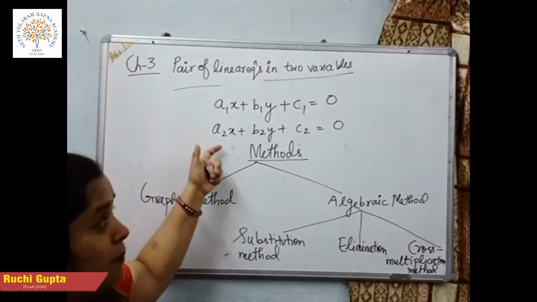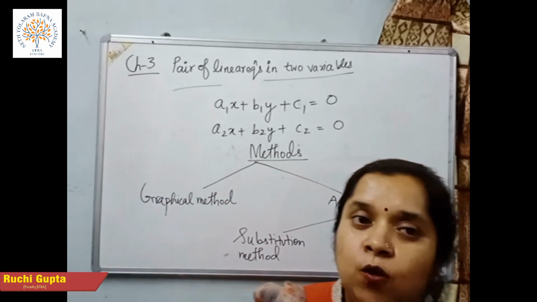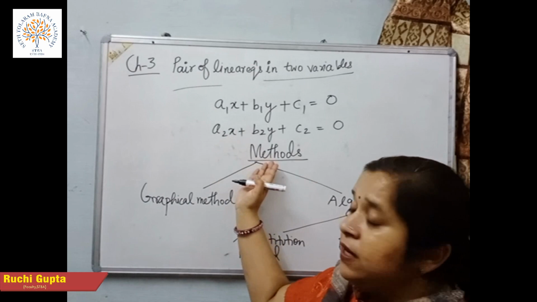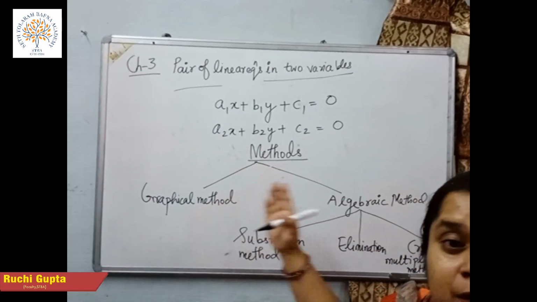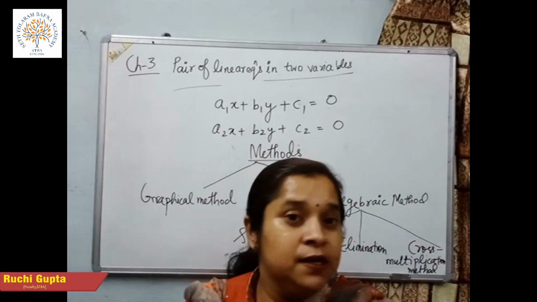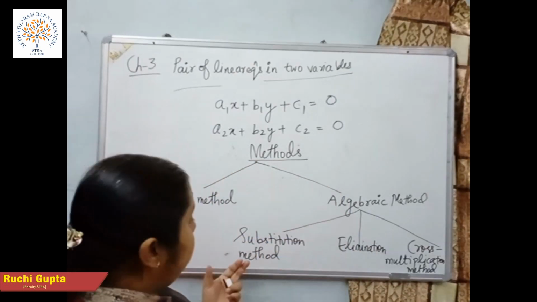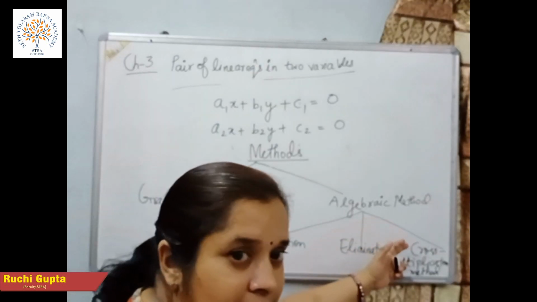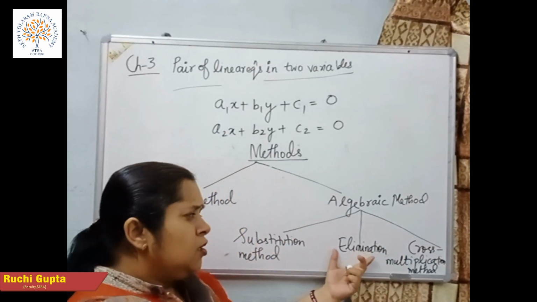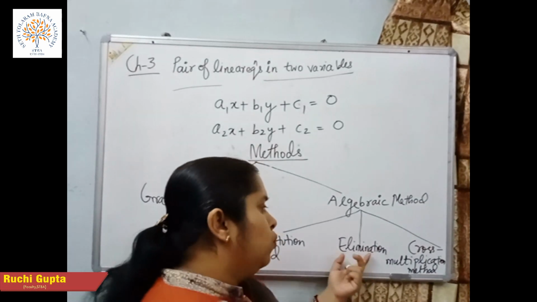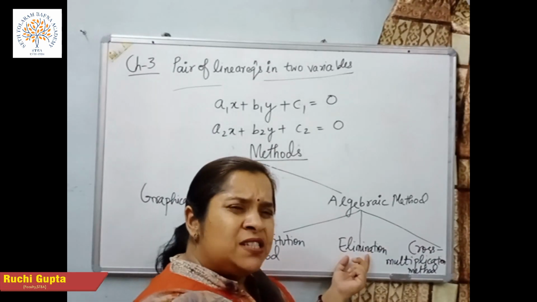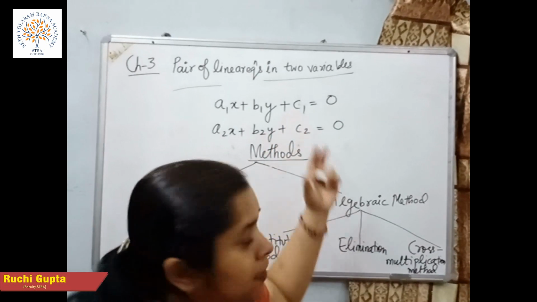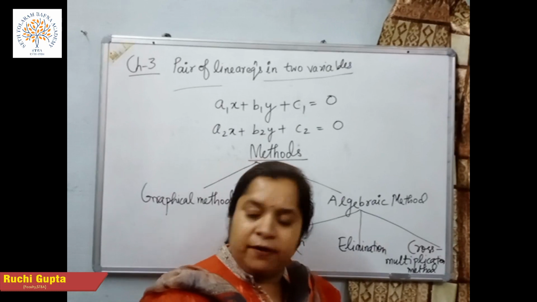Okay students, so these are the pair of linear equations in two unknown variables. To solve these equations, to find out the values of x and y, we have two methods: the graphical method and the algebraic method. Now the algebraic method is again divided into three parts: substitution method, elimination method and cross multiplication method. The most common method which we use is the elimination method because it is the easiest method to find the values of x and y from two given equations.